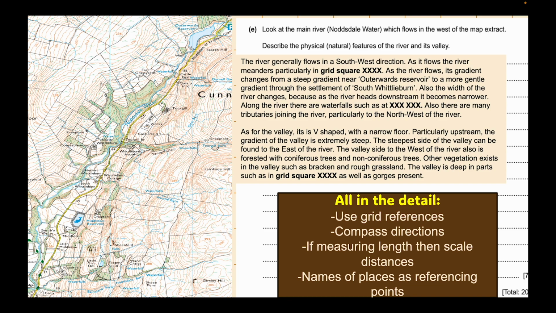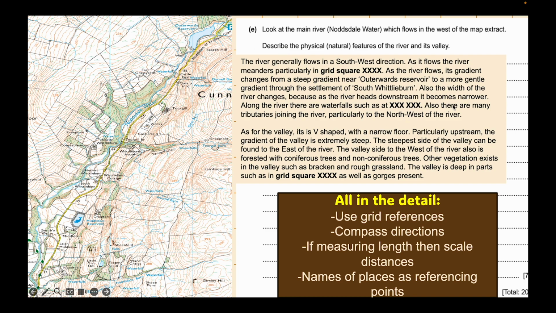Also, the width of the river changes because as the river heads downstream, it becomes narrower. Also, along the river, there are waterfalls such as, and you can provide a 6-figure reference for this one, such as here. Also, there are many tributaries joining the river, particularly to the northwest of the river. You can see here.